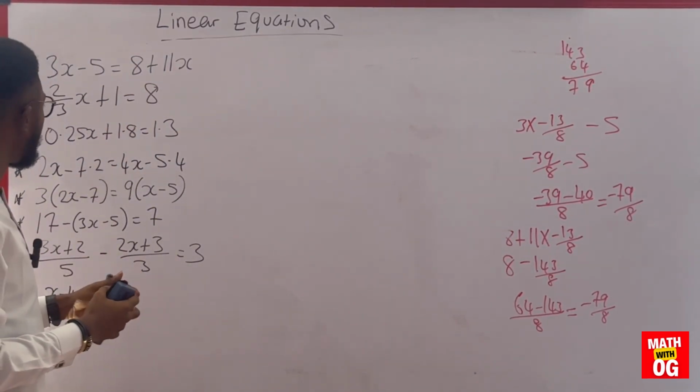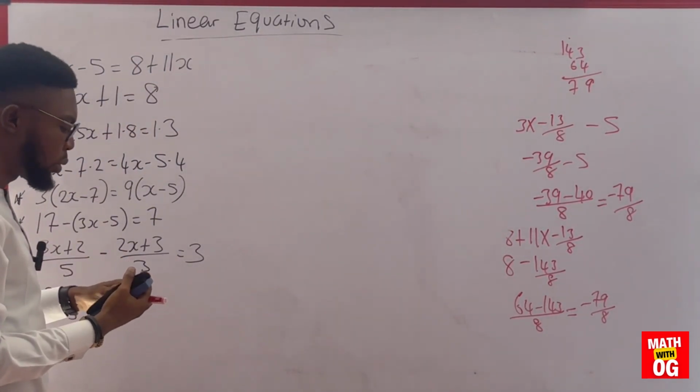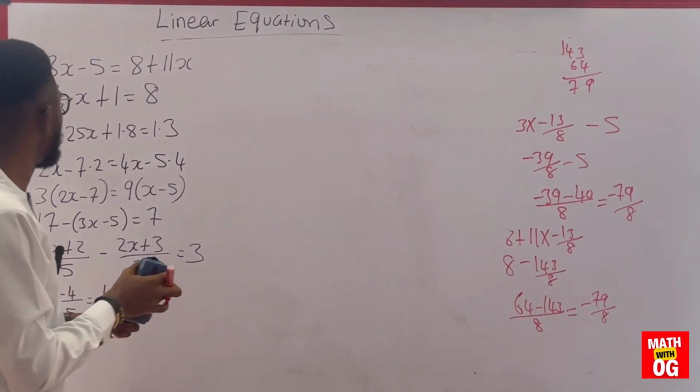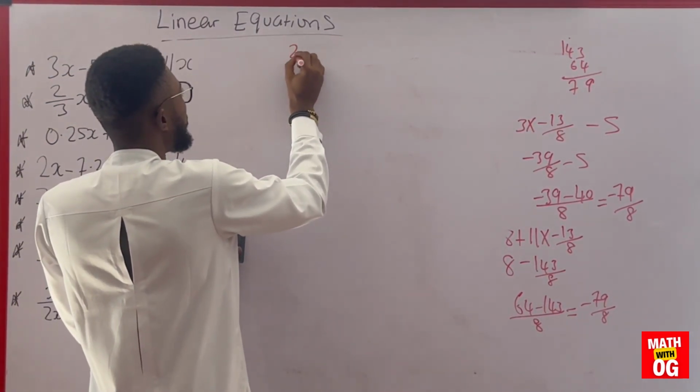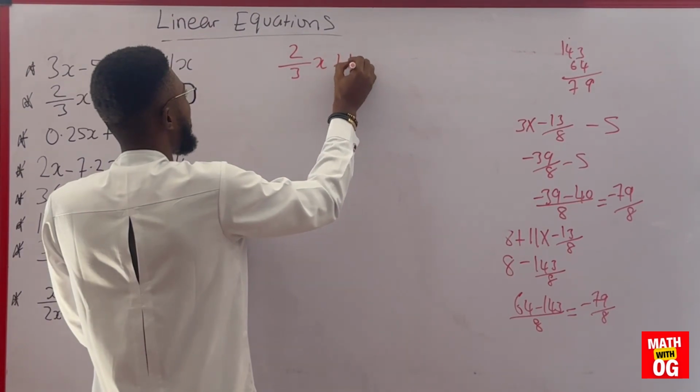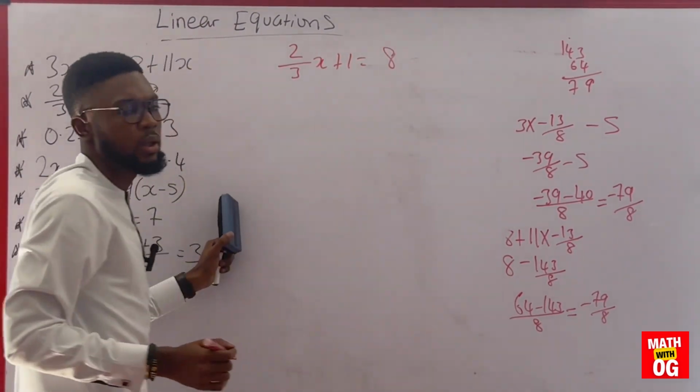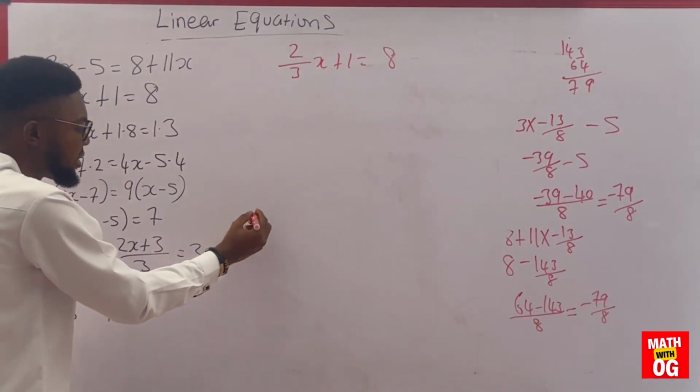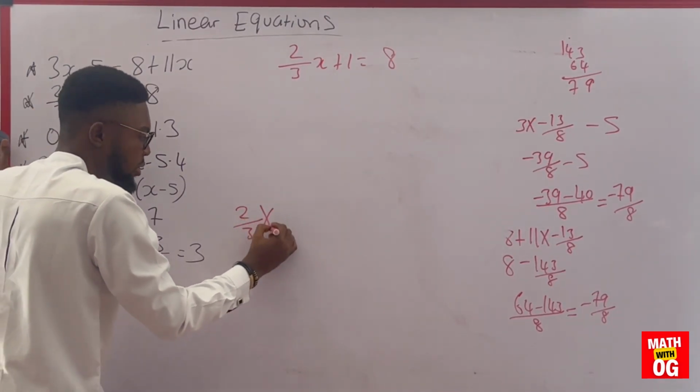Next question, 2 over 3x plus 1 is equal to 8. So I'm going to solve this in two ways, so pay attention. 2 over 3x plus 1 is equal to 8. Whenever you see something like this, it is the same thing as 2 over 3 multiplied by x.